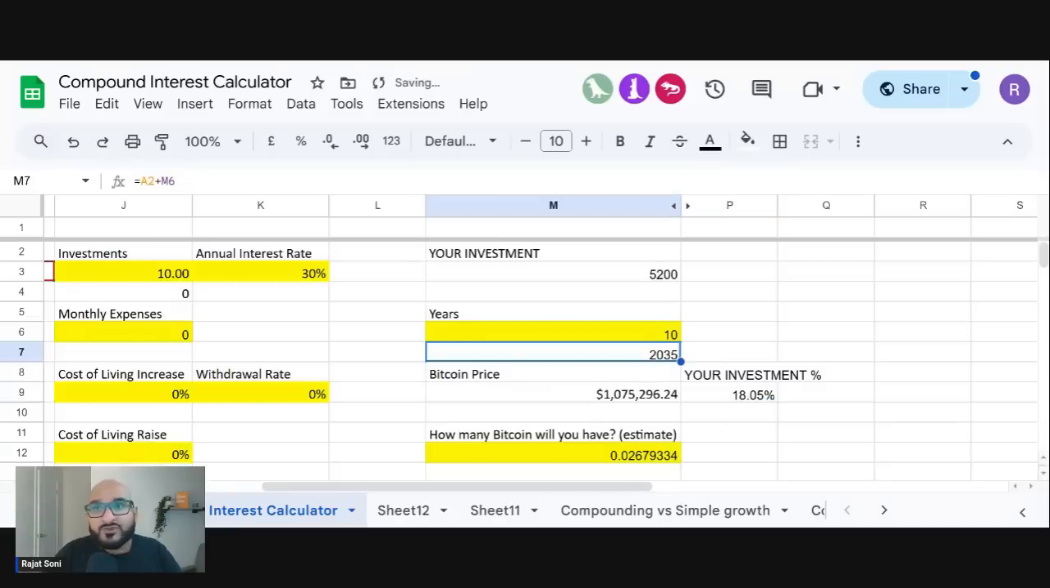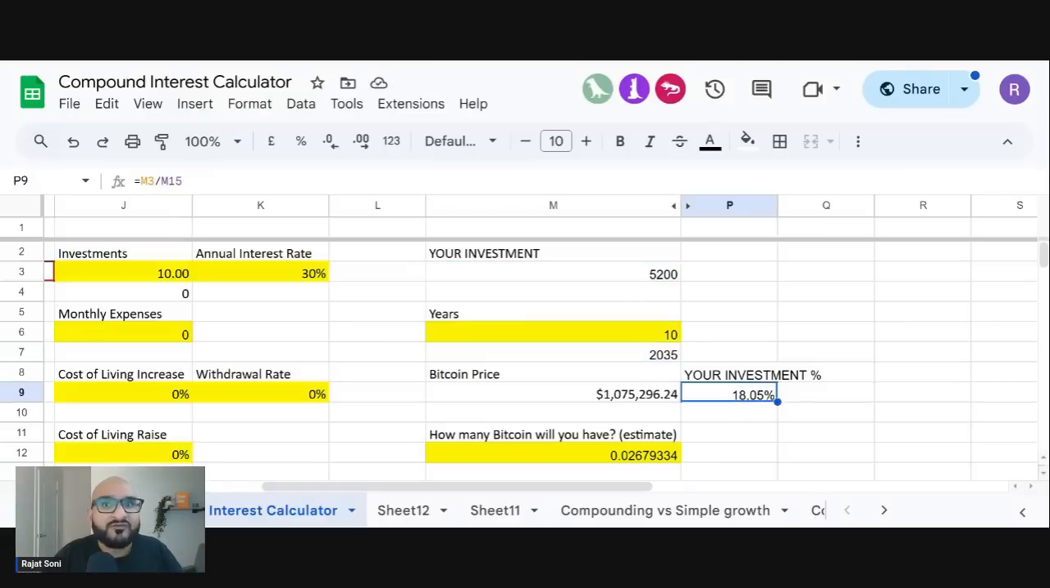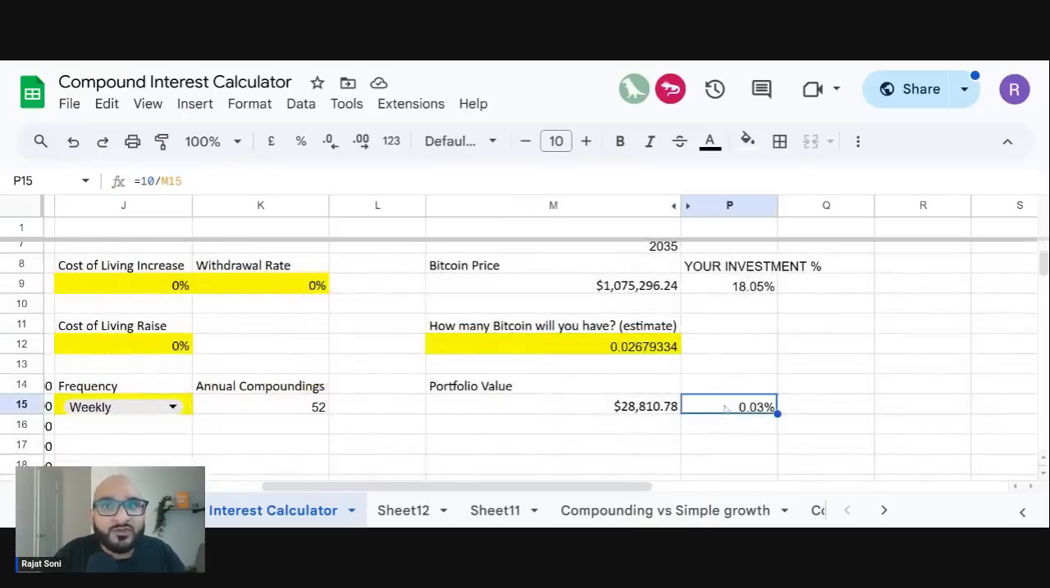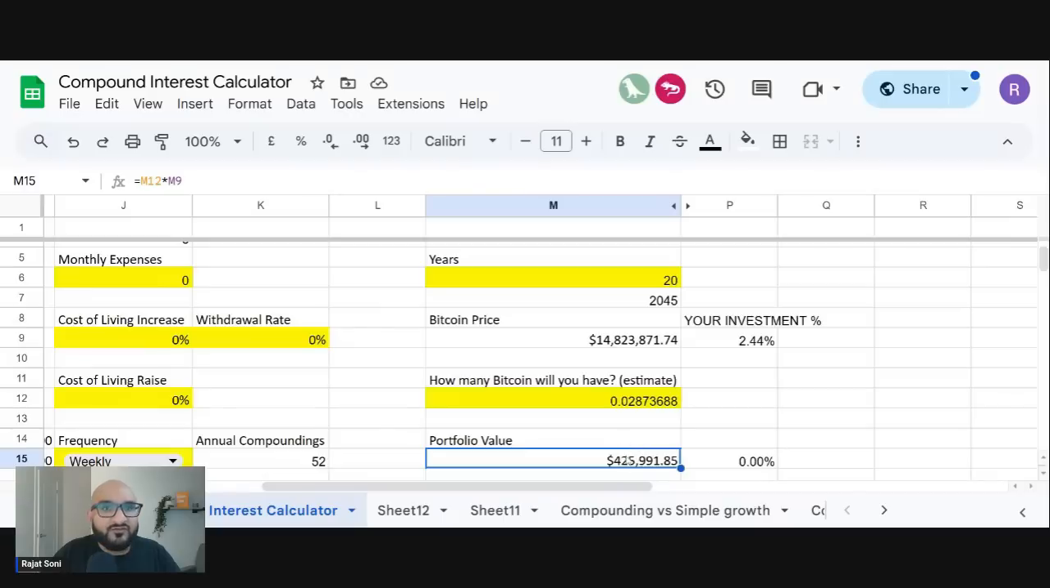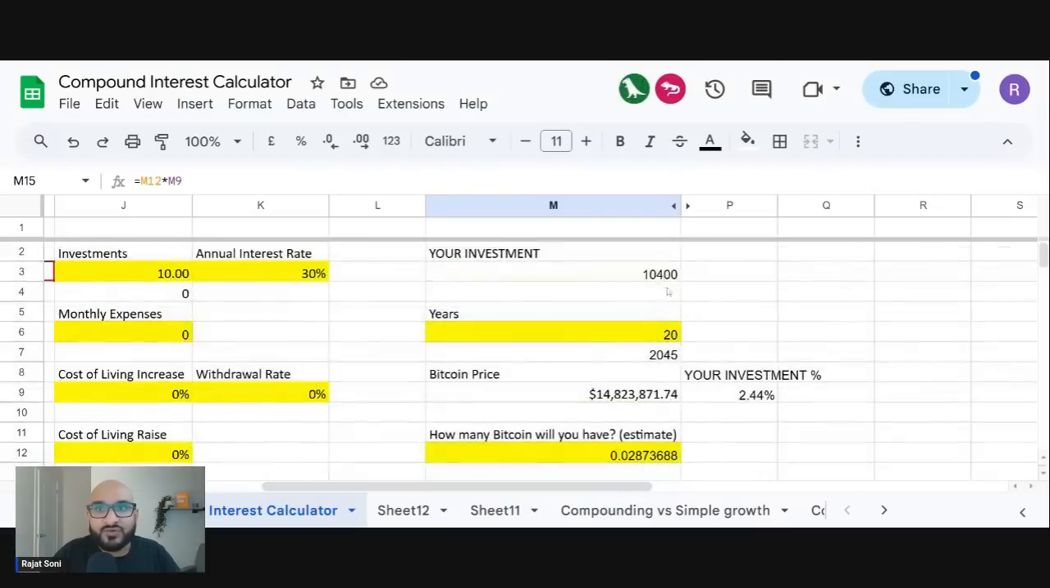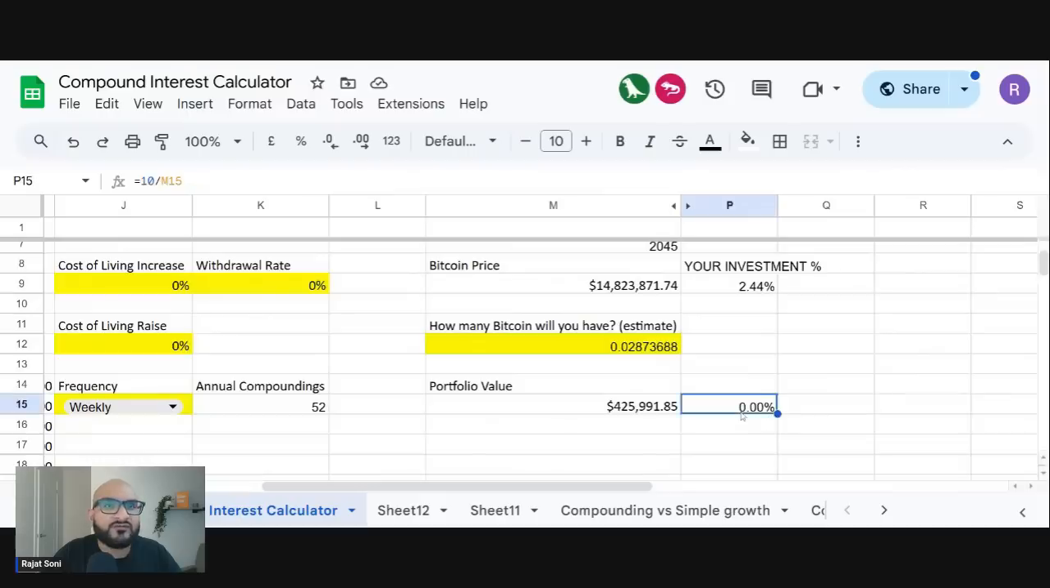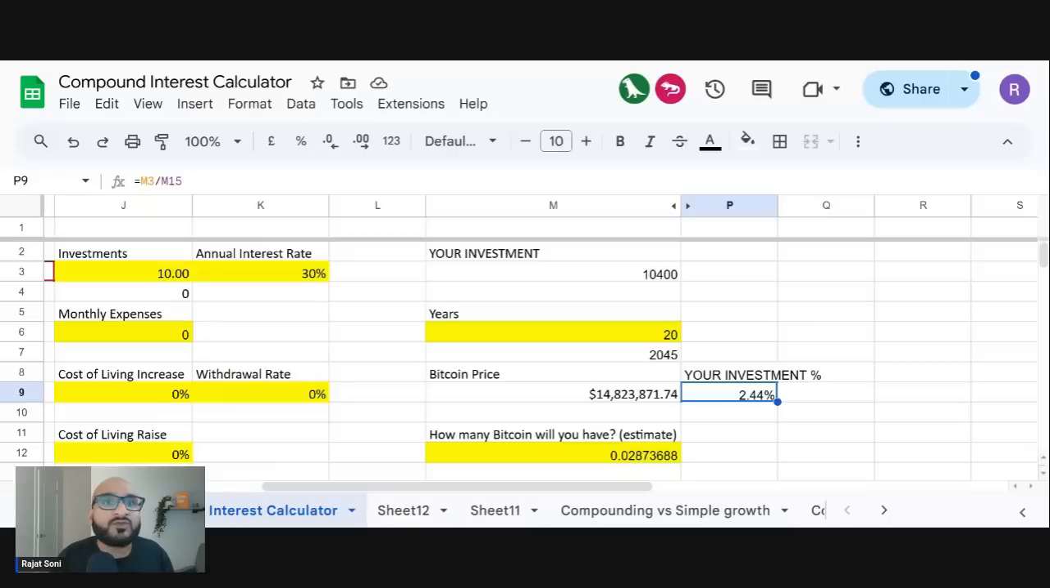After 10 years, the amount of money that you put into your portfolio would be only 18.05%. Remember, in the beginning, your first $10 investment was 100% of your portfolio. After 10 years, your $10 investment is only 0.03% of your total portfolio. After 20 years, you'll have $425,000 worth of Bitcoin. You would have only put in $10,400, and your $10 investment every week would be basically nothing. The amount of money that you invested would only be 2.44% of your total portfolio value.